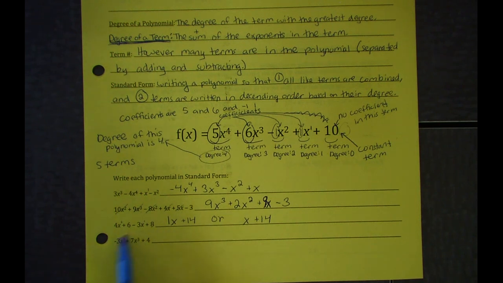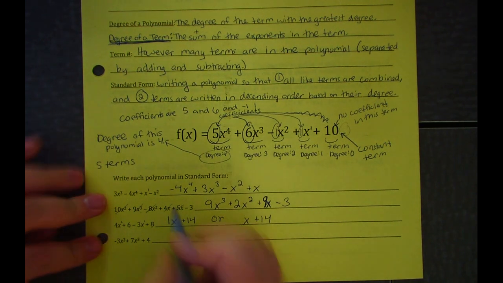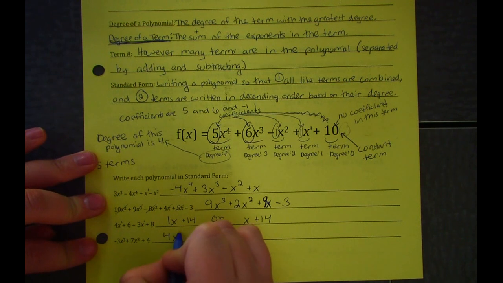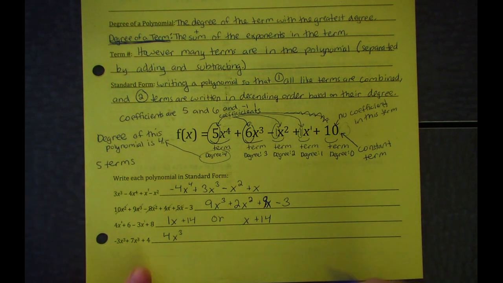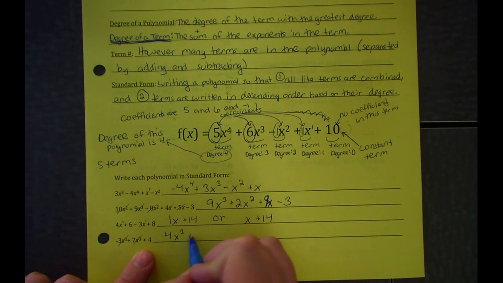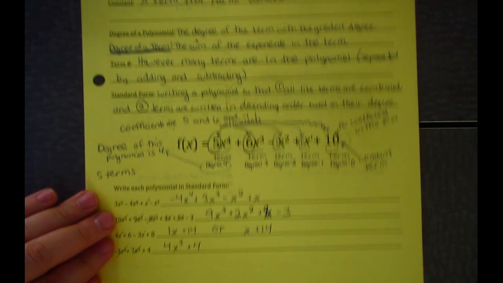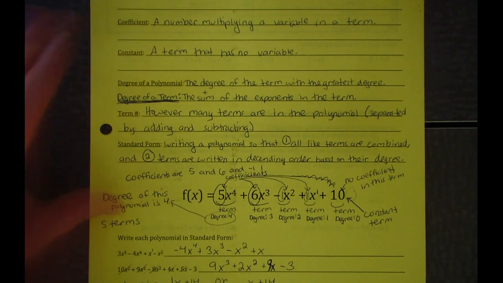So look at this next one here. First, my biggest power looks like it's a 3 up here. So I'm going to do that term first. I have negative 3x to the third plus 7x to the third. So that's a positive 4x to the third power. So I've taken care of these two, and then the only one left is this plus 4. And so now that polynomial is also written in standard form. And that is how you write polynomials in standard form and also identify various parts of a polynomial.